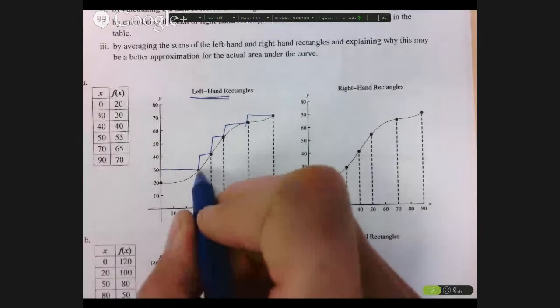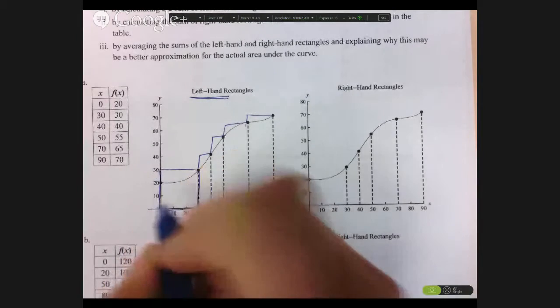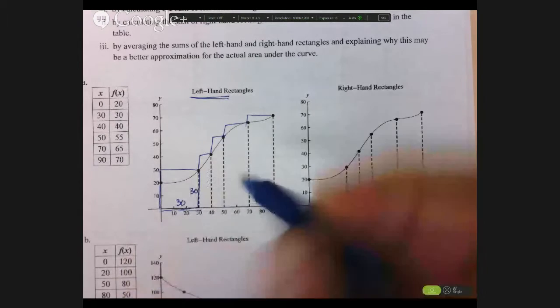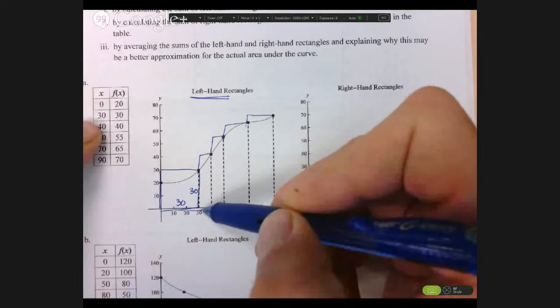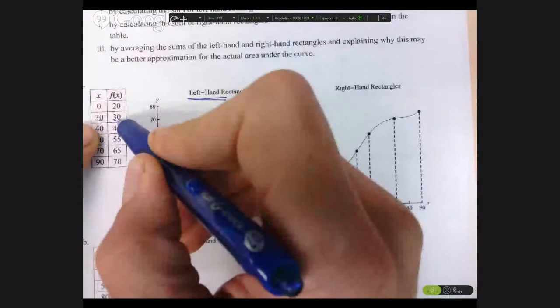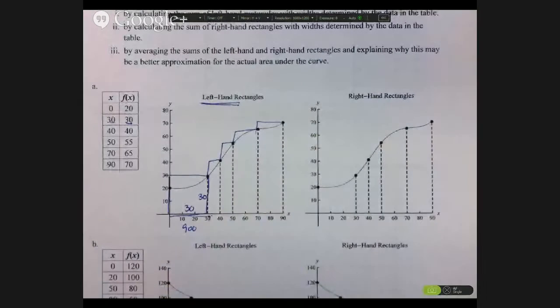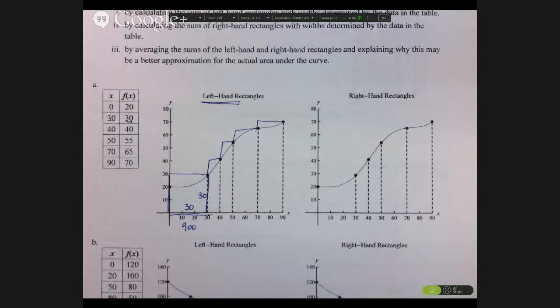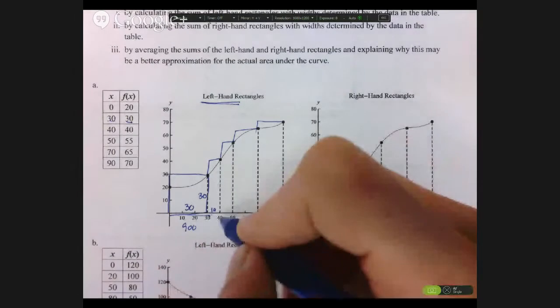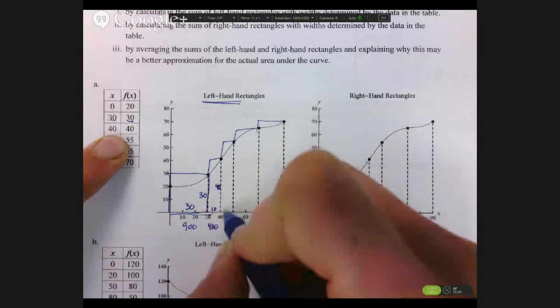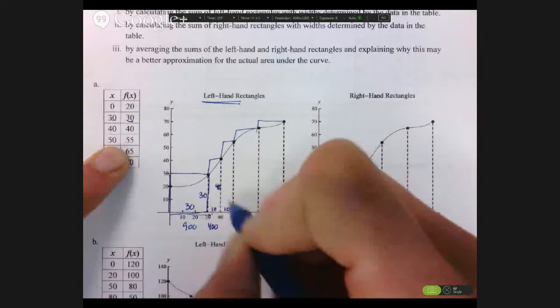How wide and tall is this first rectangle? Yeah. So it's 30 wide. And then to get the height, x is 30, y is 30. You can look at the table. So 30 by 30 is 900 units squared. Yeah, so this one would be 10 by 40. So 400. The next one would be 10 by 55.